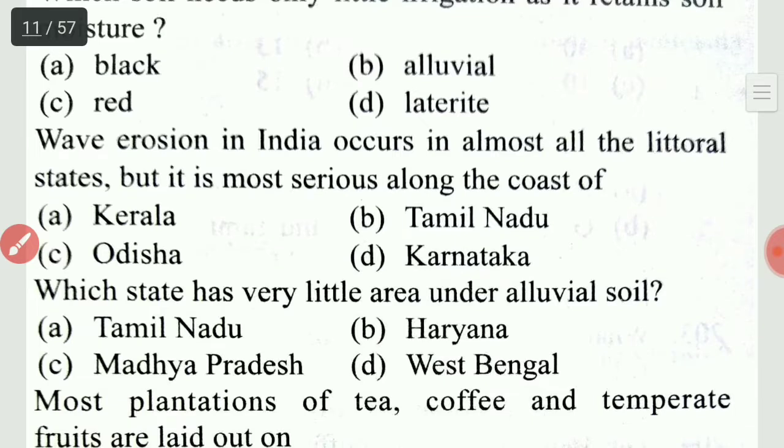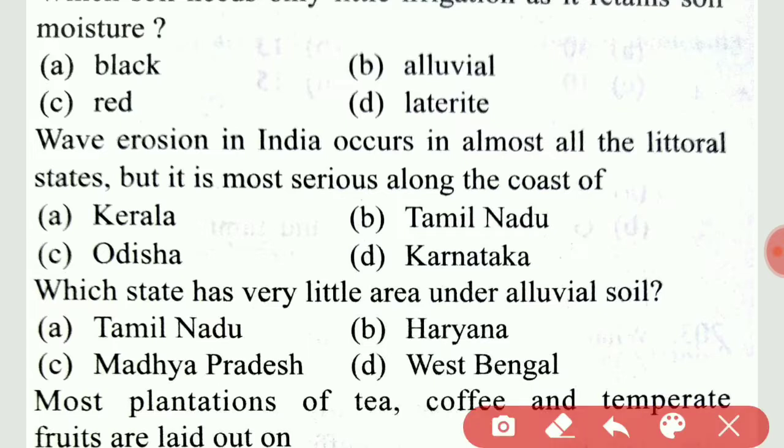Next, wave erosion in India occurs in almost all the littoral states, but it is most serious along the coast of option A, Kerala.